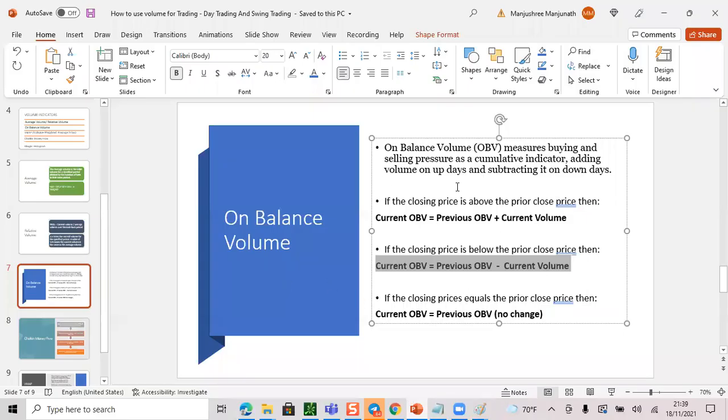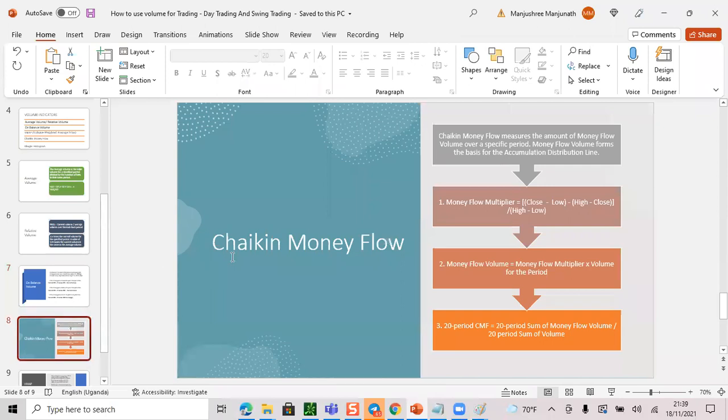Okay, so I don't want to go into more detail about the calculations. It is just a positive value. The stock on balance volume keeps going up. If you see the stock going down, on balance volume just keeps going down. Okay, so similarly on that front, we also have something called Chaikin money flow.